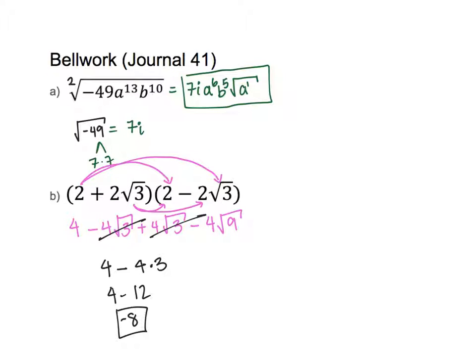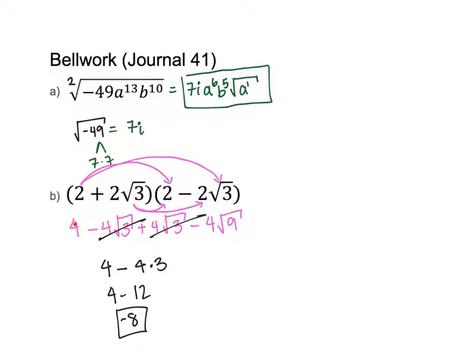But I don't want to just go on to the next slide just quite yet. I want us to take a look at this last problem we just did. When we started out this problem, we had 2 plus 2 square root of 3. And then basically this one is just like this set of parentheses, only what? The signs are different, right? They're opposite. This one's a positive, this one's a negative.